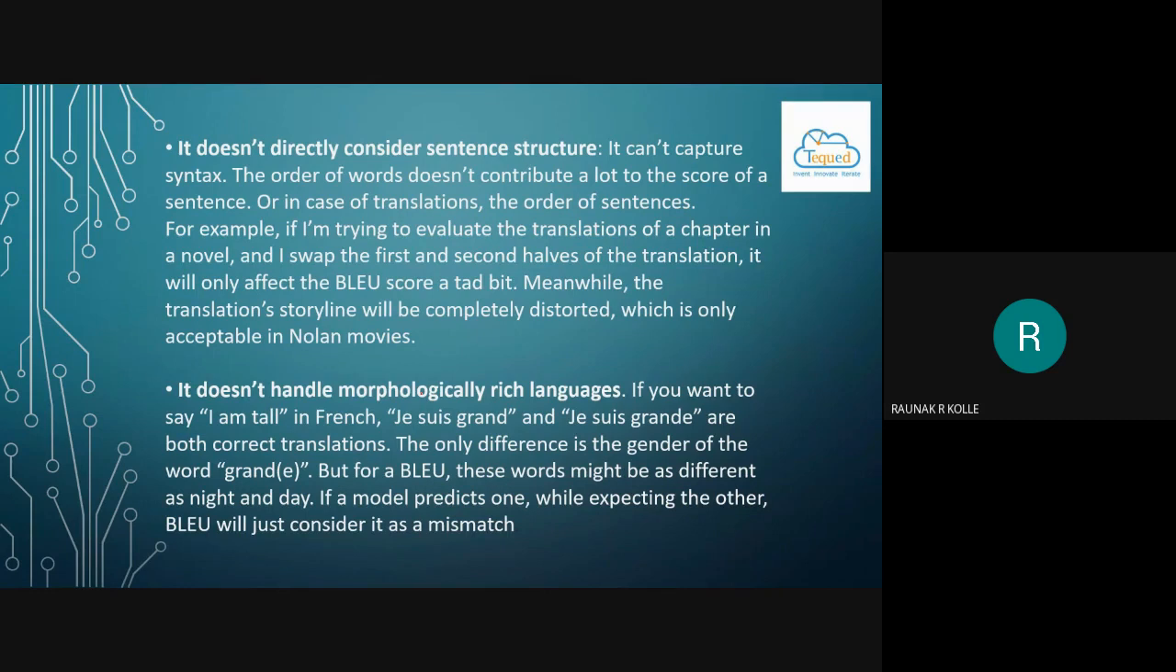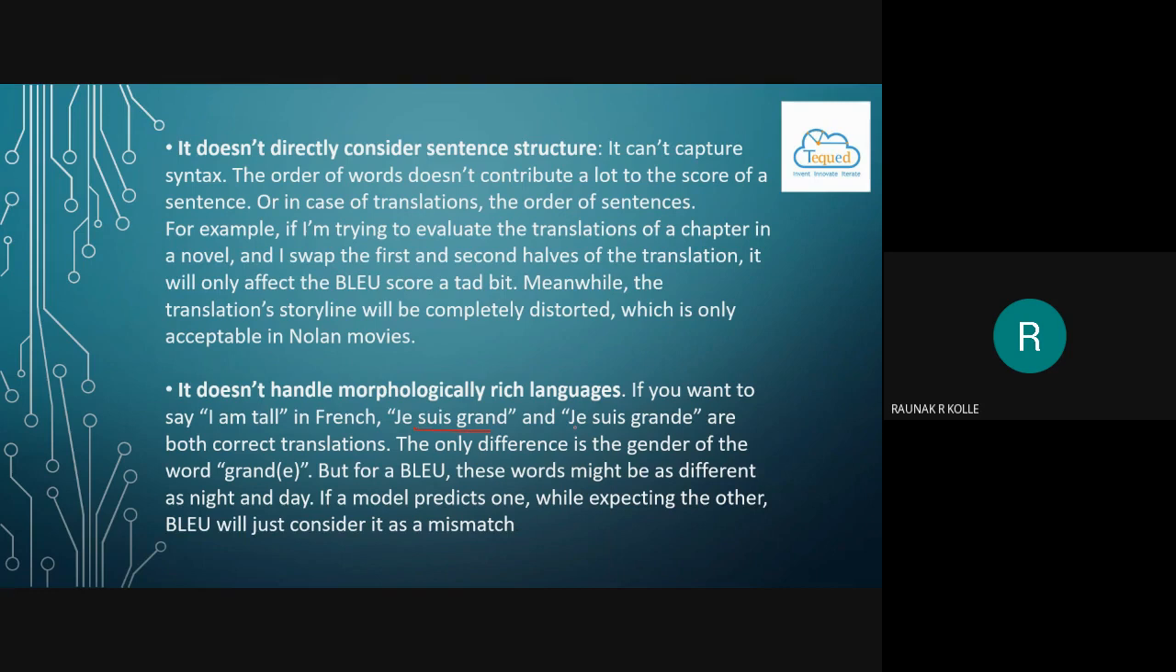The BLEU score doesn't handle morphologically rich languages. If you want to say I'm tall in French, "je suis grand" and "je suis grande" are both correct translations. For those who aren't aware of French, the first sentence is if a male person or a masculine person says I am tall, and the second sentence is when a girl says that she is tall.